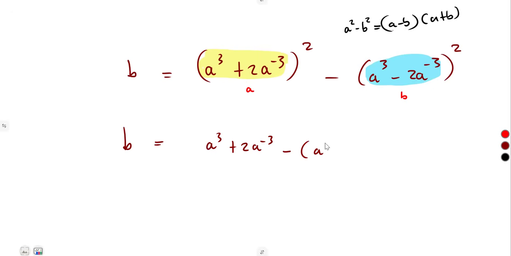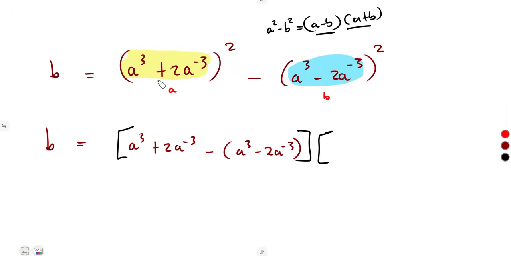That's a cubed minus 2a to the exponent of minus 3. So this one represents a minus b. It's a bracket, this one, of what? A minus b. Into what? A plus b. So you're going to have a plus b. Our a is what? This whole part. A cubed plus 2a to the exponent of minus 3, plus b.